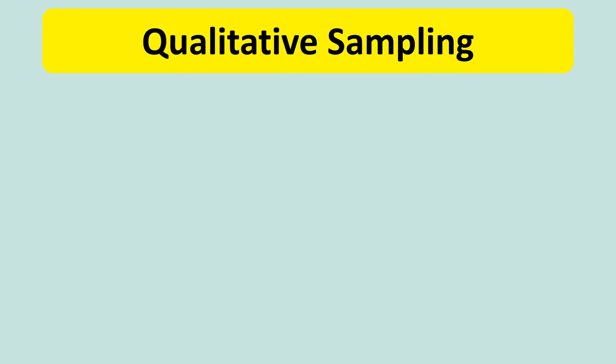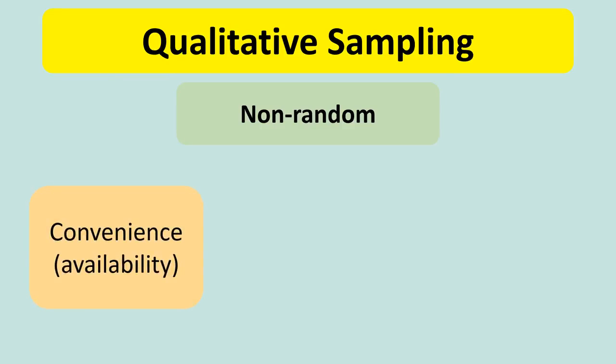Qualitative sampling is usually non-random, which means that the findings cannot be generalized to other people not involved in the study. Convenience or availability sampling involves inviting participation from people who are readily available to the researcher. This type of sampling is useful when the researcher has access to a setting with participants who fit the criteria for the study.